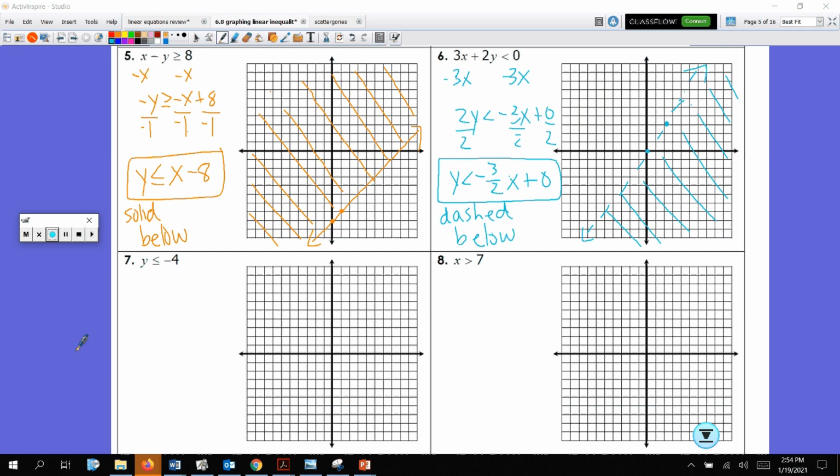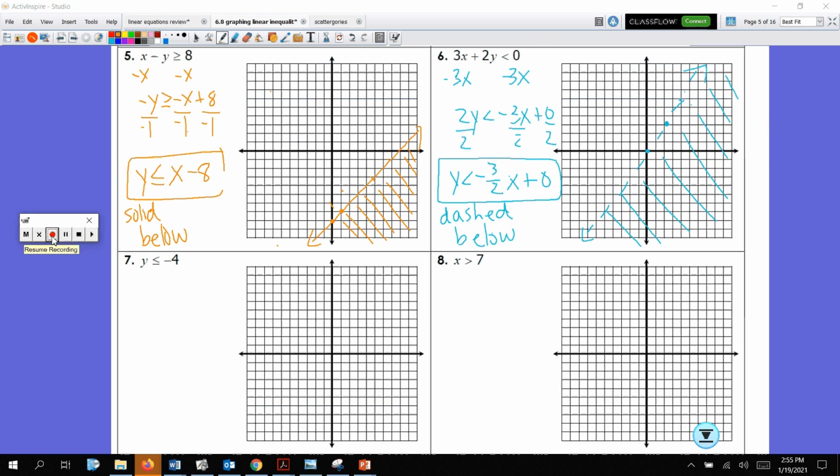Okay, so hopefully you solved 5 and 6 and you got the same thing that I got. Y is less than or equal to x minus 8, which means that it is a solid line and you shade below because it's less than. But look, I didn't shade below, I shaded above. I made a mistake. Oh my goodness, and I even wrote below. What a silly goose. Okay, that's another reason why it's really good to use pencil. All right, so we need to shade below. Solid line and below. Then for number 6, y is less than negative 3/2 x plus 0. Start at 0, up 3, right 2, make a point. This is a dashed line because it's not equal to, and it's less than, so we shade below.